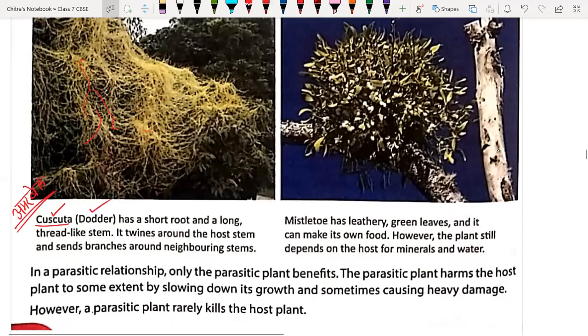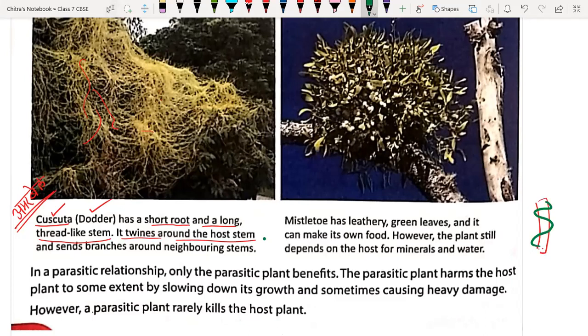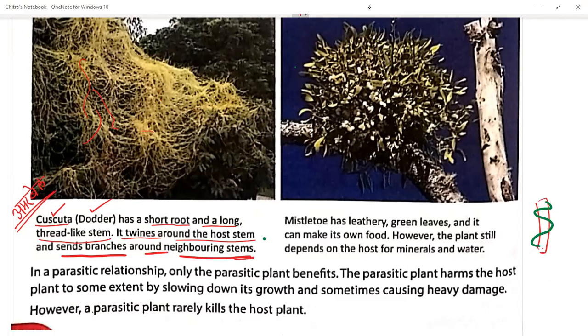It has a short root and a long thread-like stem. It twines around the host stem. Suppose here we have the host stem. So that plant twines like this. And special kinds of roots penetrate the host plant and absorb nutrition from them. It also sends branches around the neighboring stem, and generally spreads all over the plant and absorbs nutrition from it.